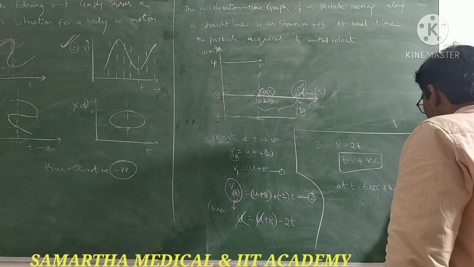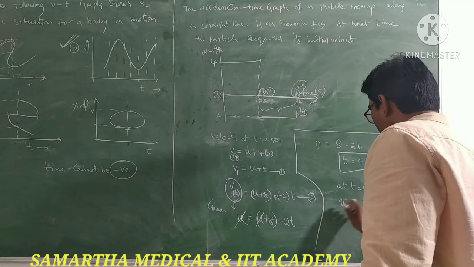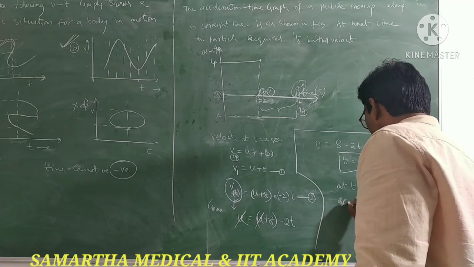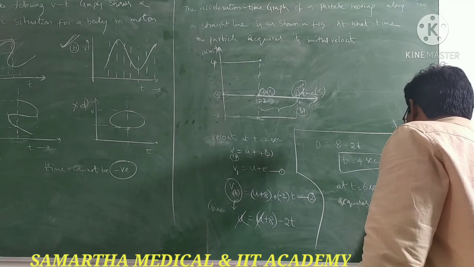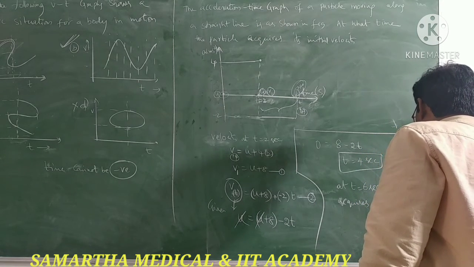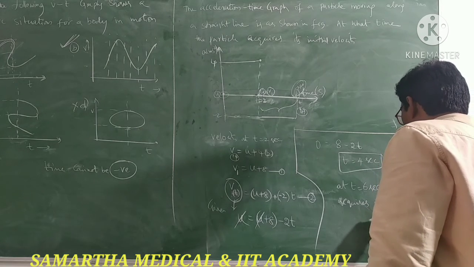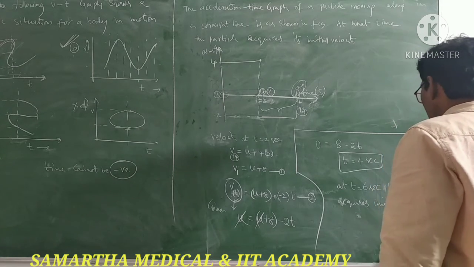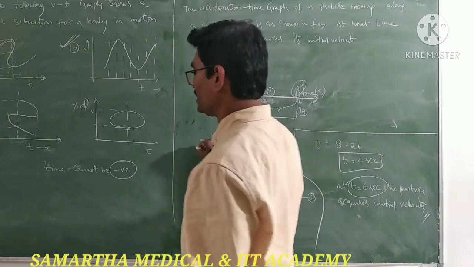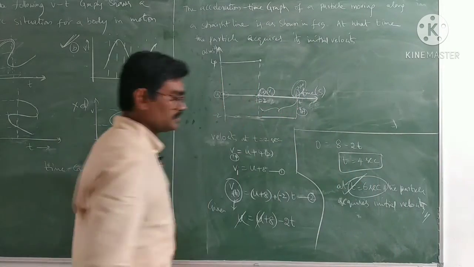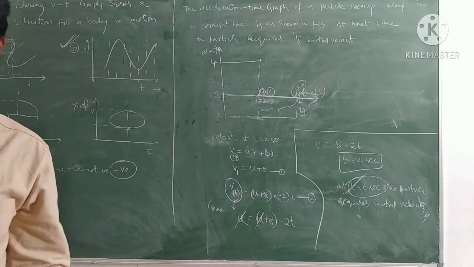The particle acquires the initial velocity u. So the answer is t equal to 6 seconds. So 6 seconds is the answer. Okay, so that's about the problems today.